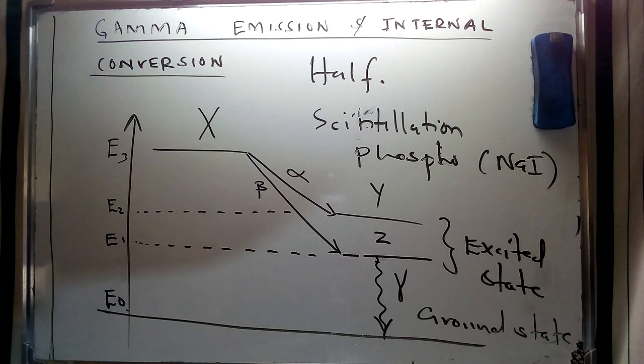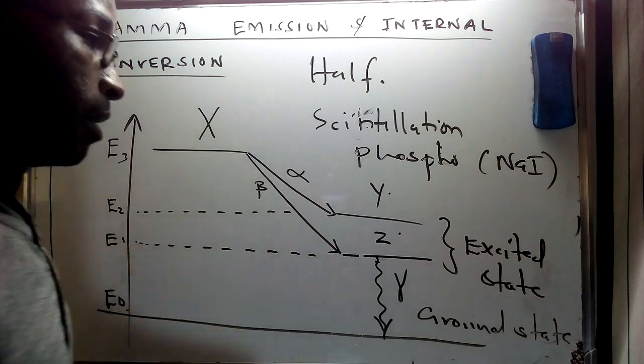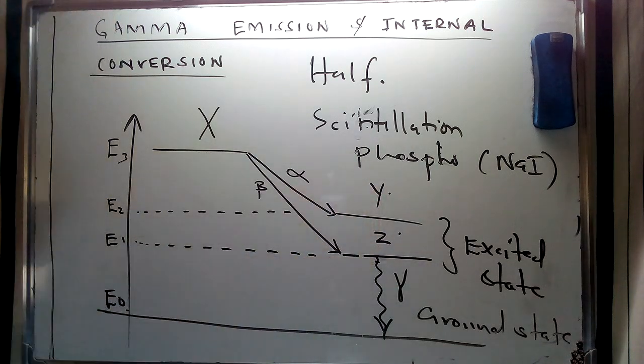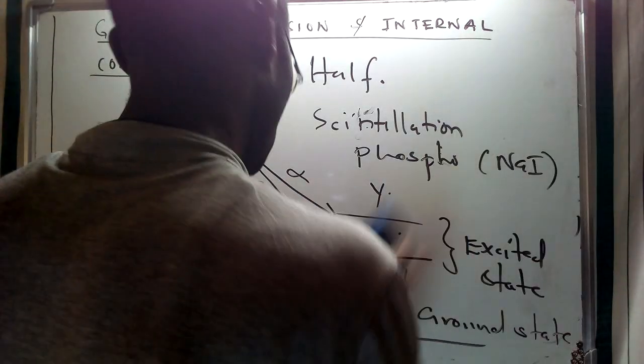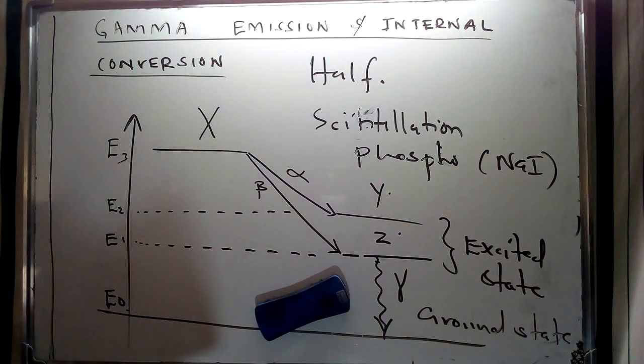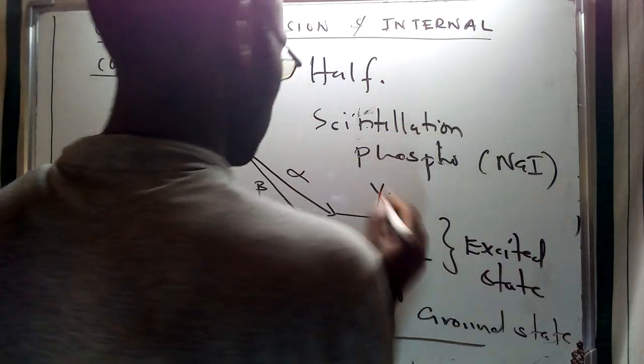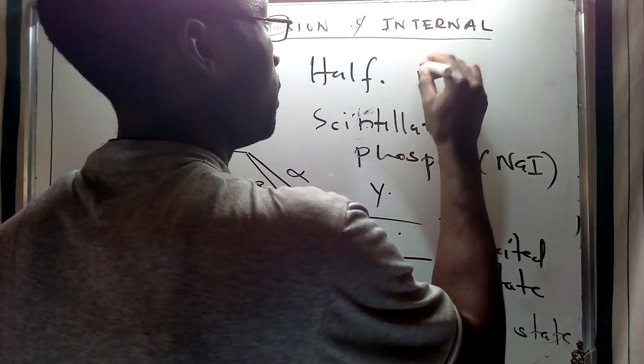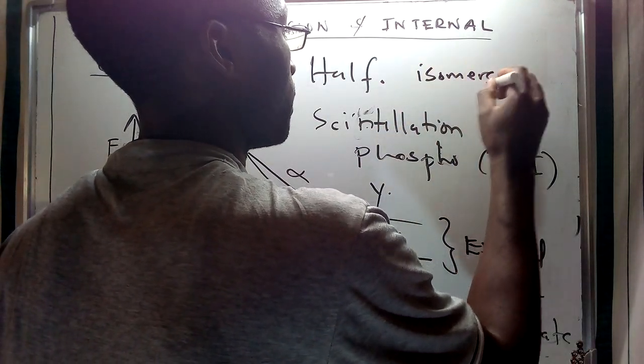So in this case, we're going to see that some highly excited nuclei that are going to be involved, for instance the Y and Z daughter nuclei, are going to be referred to as isomers. So if we have a highly excited nucleus that is in this specific state, we're going to be referring to them as isomers.